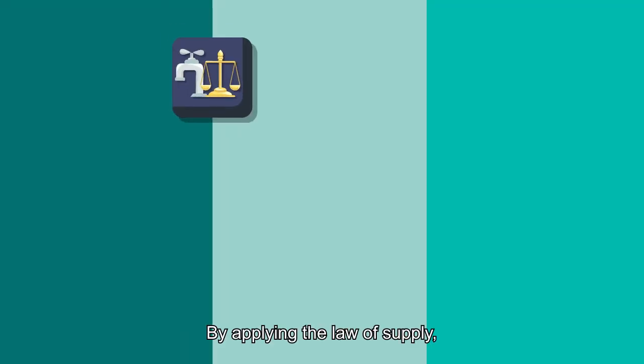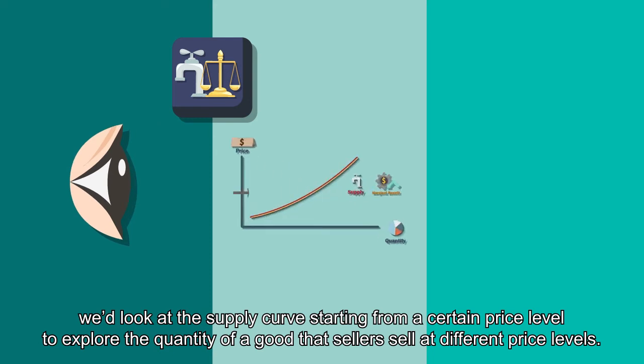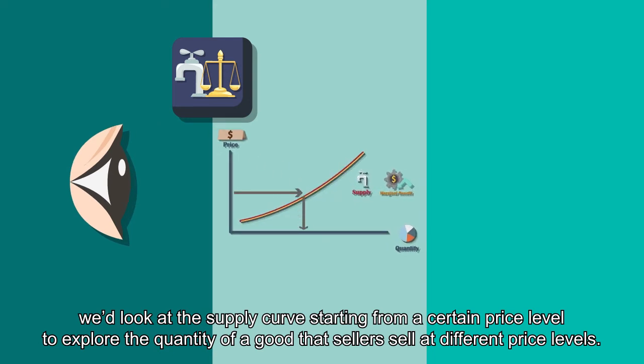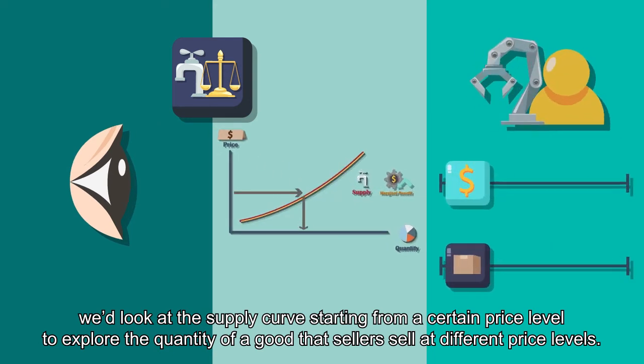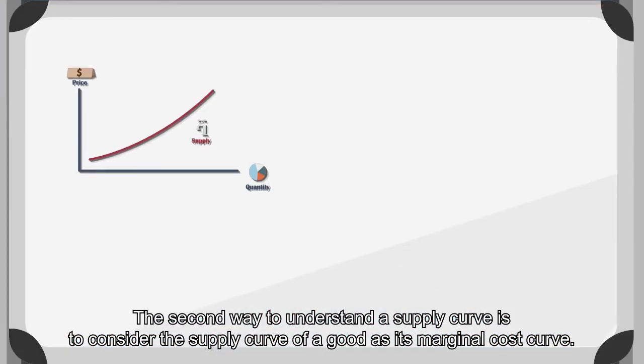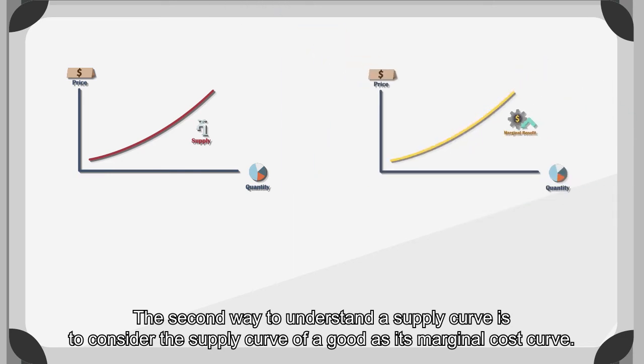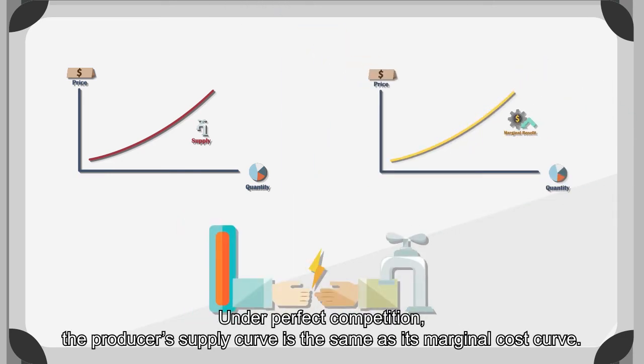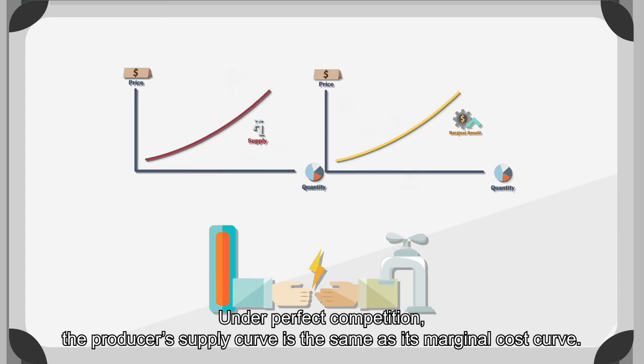By applying the law of supply, we'd look at the supply curve starting from a certain price level to explore the quantity of a good that sellers sell at different price levels. The second way to understand a supply curve is to consider the supply curve of a good as its marginal cost curve. Under perfect competition, the producer's supply curve is the same as its marginal cost curve.